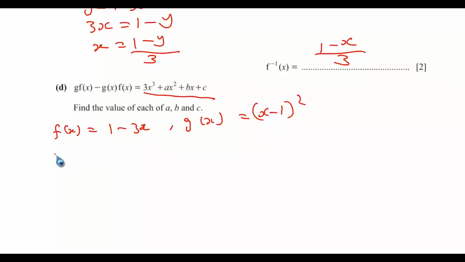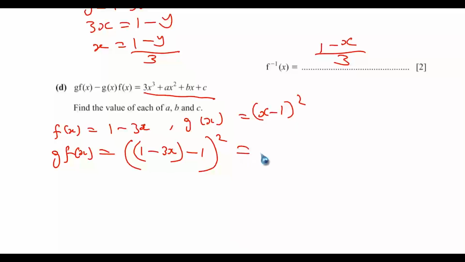So we can now get g f of x to be equal to 1 minus 3x, in bracket, minus 1, then everything to the power of 2. So that gives us 1 minus 3x minus 1, everything squared. Okay, so 1 minus 1 cancel, so we are left with minus 3x squared. So this will be equal to 9x squared. That is the value of g f of x.